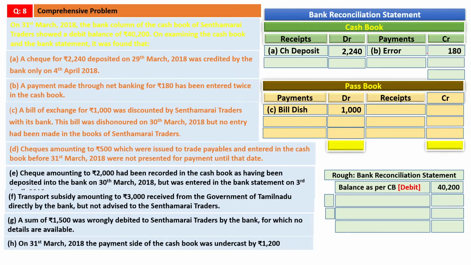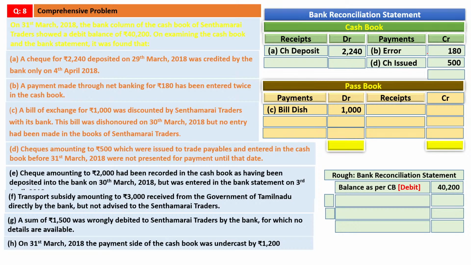A check amounting to rupees 500 which was issued to trade payables and entered in the cash book before 31st March was not presented for payment until the date. So we have issued a check for 500 rupees before 31st March. On issuing, it is recorded in the payment side of the cash book, but not presented for payment. So it may not be recorded in the passbook. See here, check issue.